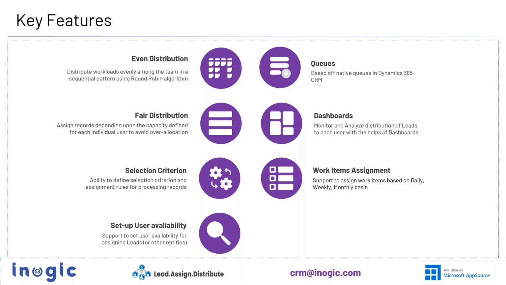The last is the work items assignment. We do support assigning the work items on a daily basis, weekly basis, or even monthly basis. Now, we were talking about certain algorithms. So let's see the algorithms that are currently supported by the lead assignment and distribution automation with an example.